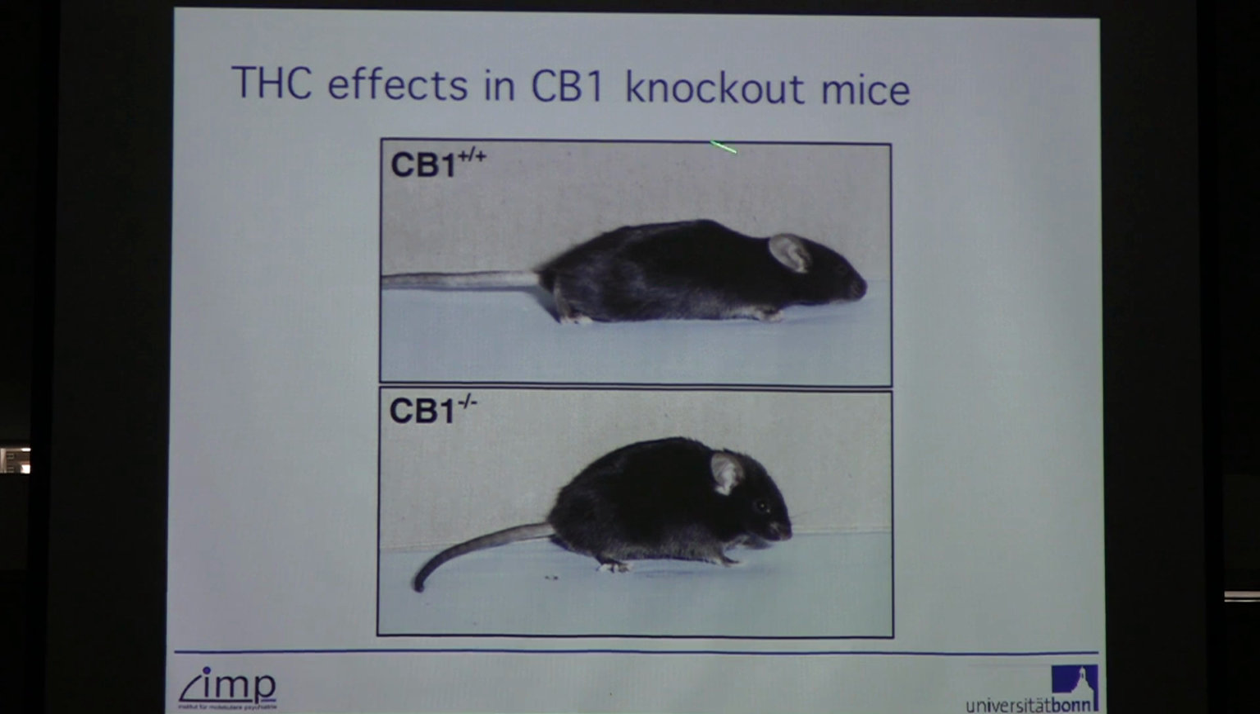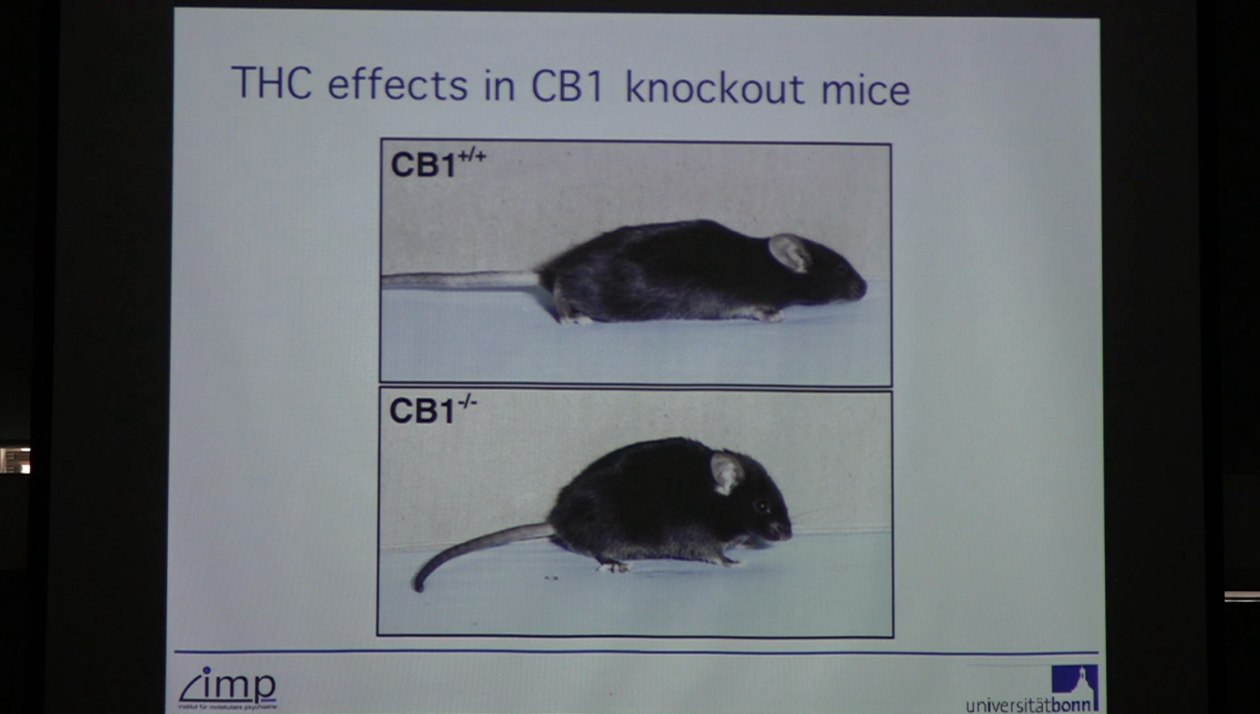So if you inject THC in wild-type animals, these animals assume a very typical stretched position with an extended tail, and if the dose is high enough, they remain completely motionless for a very extended period of time. And if you inject the same dose in CB1 knockout mice, they're not bothered by this at all. They walk around normally. They still don't like to be photographed, I think, but they don't really respond in any visual manner to THC.